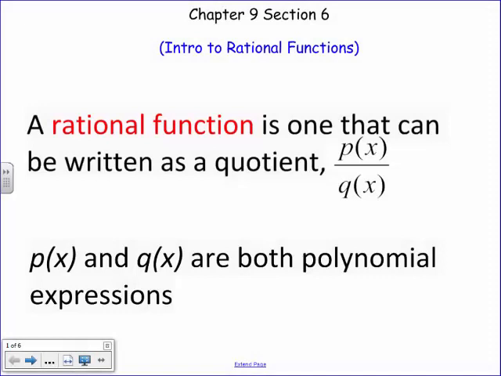So far, we've been simplifying the heck out of these rational functions for what we've worked with in class, but now we're going to look at the graphs of these bad boys. So a rational function is one that can be written as a quotient. So if you've got a function over another function, we get a fraction, and it's rational. And both of these are going to be polynomial expressions.